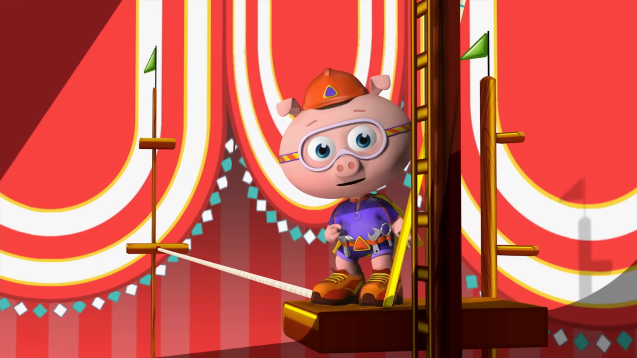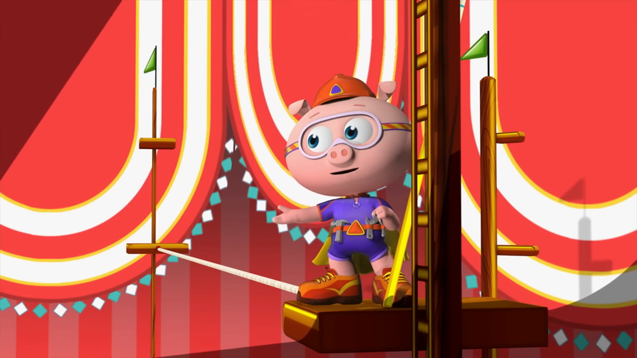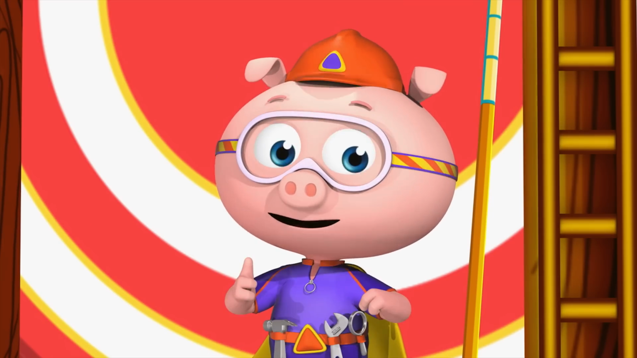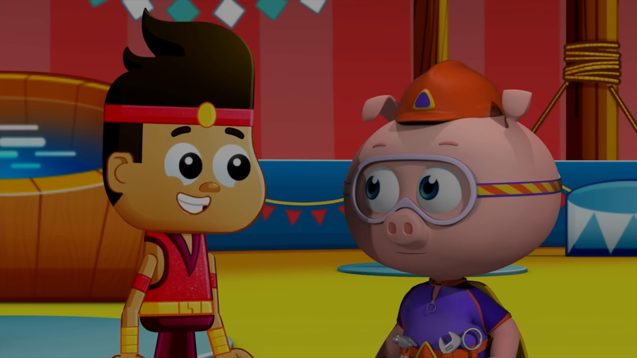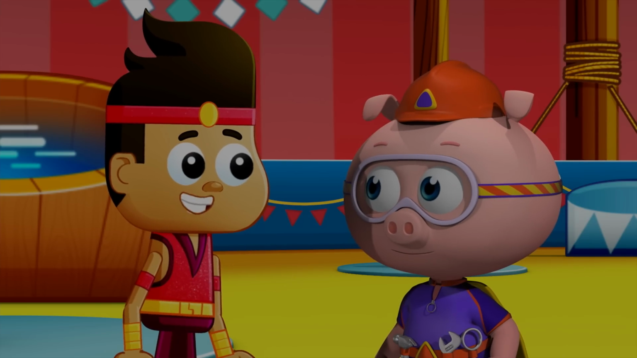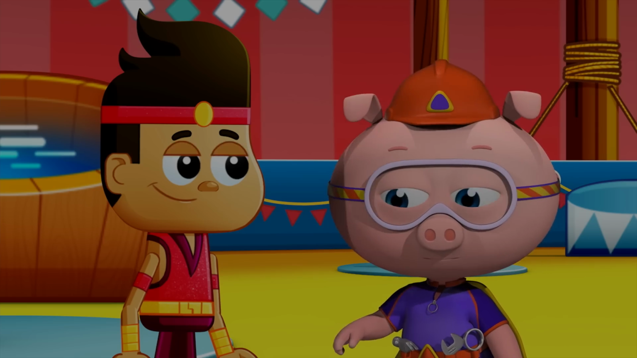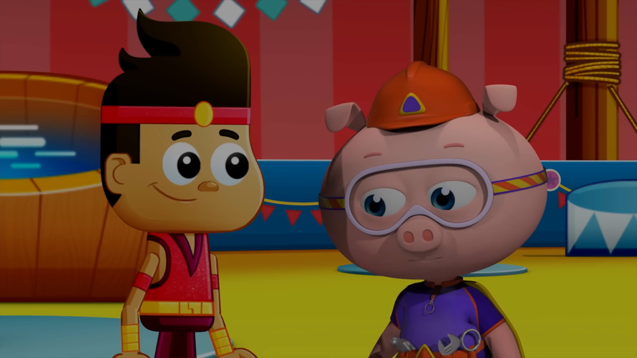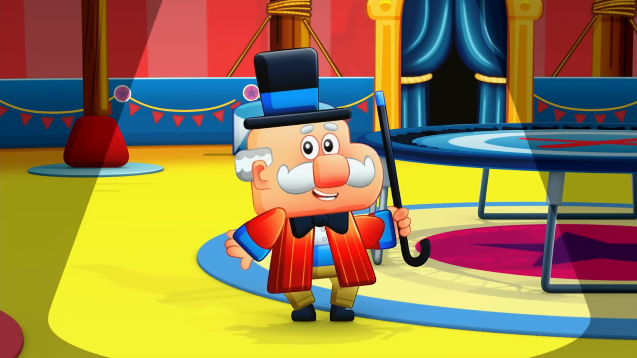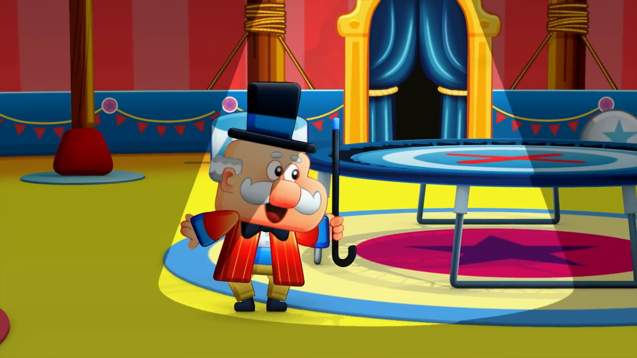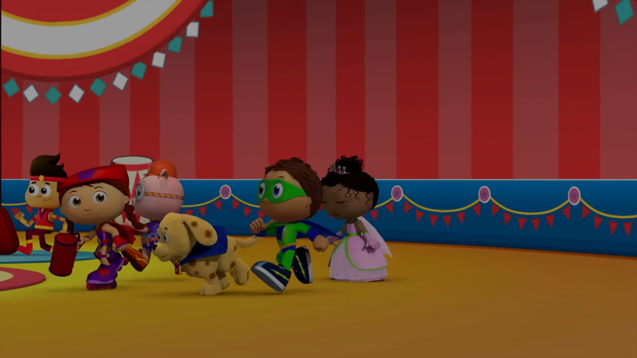You lickety letters. We balanced the alphabet pole and made it across the tightrope. Let's give ourselves a big thumbs up. Fantastic! Good job! Alpha Pig, you were amazing. Were you scared? Who? Me? Scared? No. Yeah, I was a little scared. But I'm glad I did it. You're wooftastic! The next circus act will be the trampoline. I love the trampoline! Let's roll!